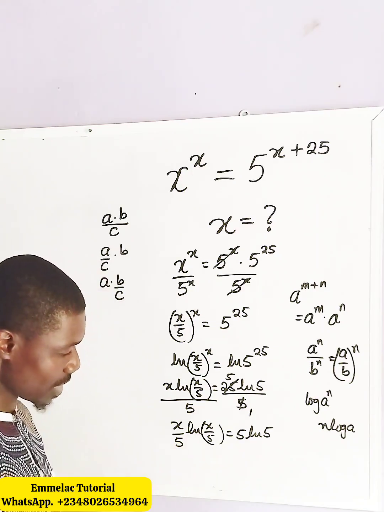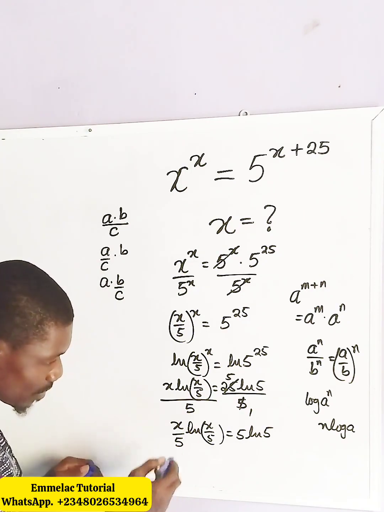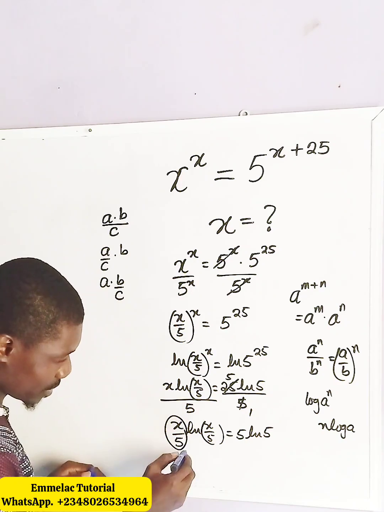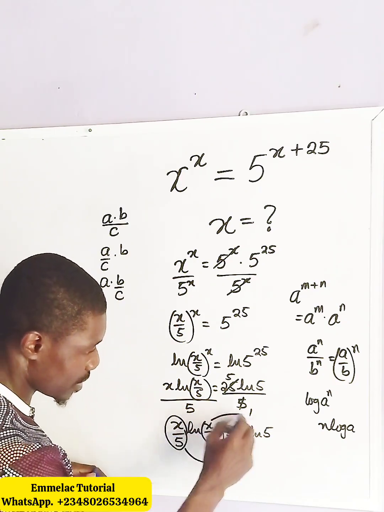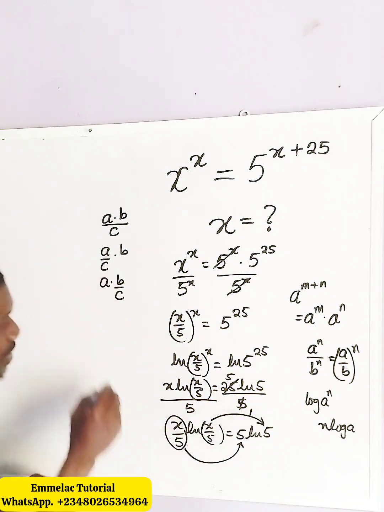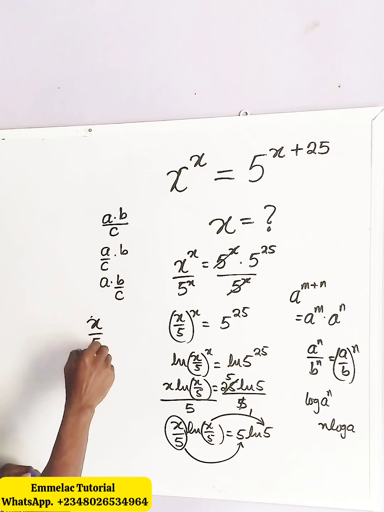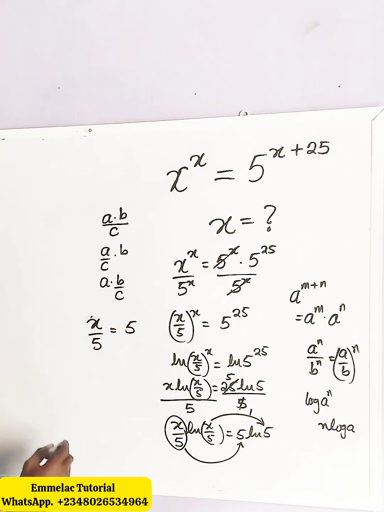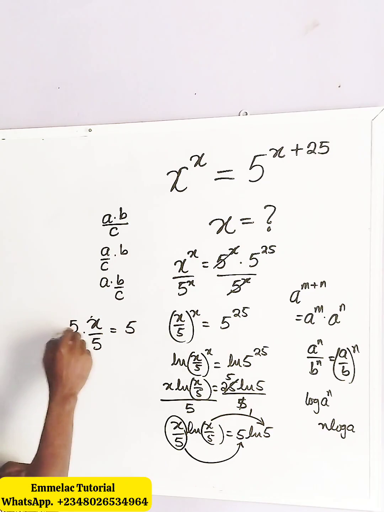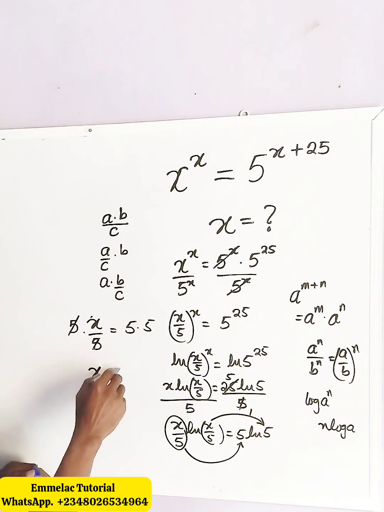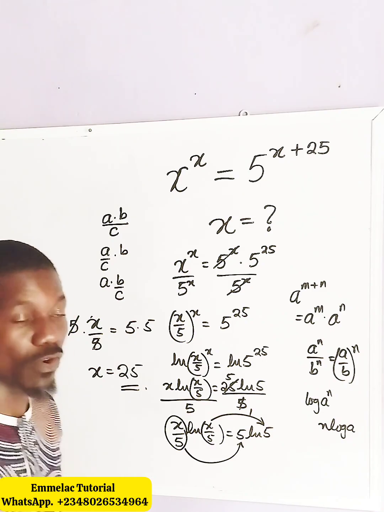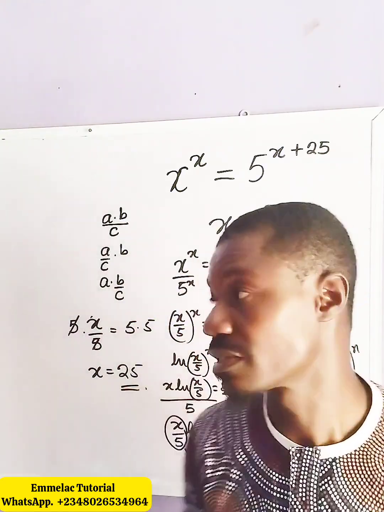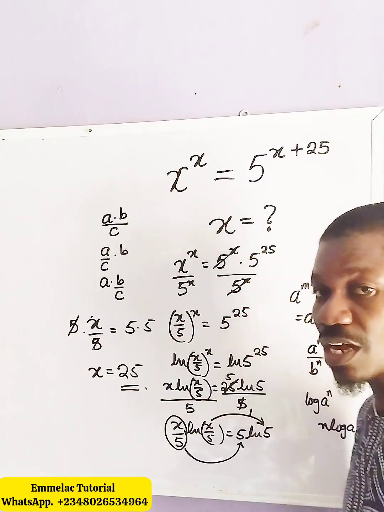So which implies that you can see that this is the same thing here, and this one is the same thing here. So we can see that x over 5 equals 5. So let us multiply 5 to both sides. So our x will give us 25. So this is the value of x that satisfies this exponential equation.